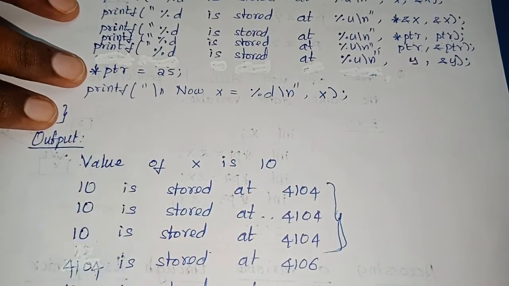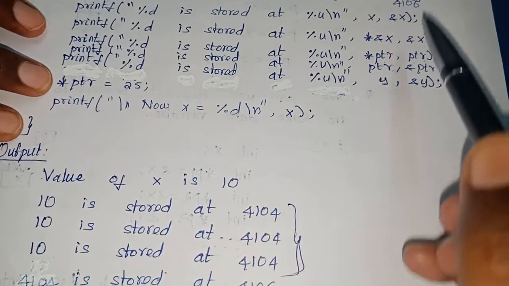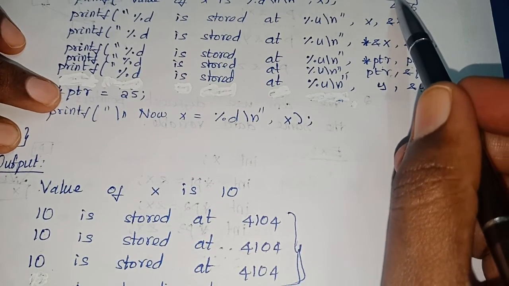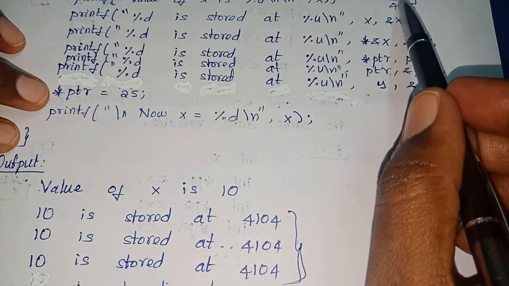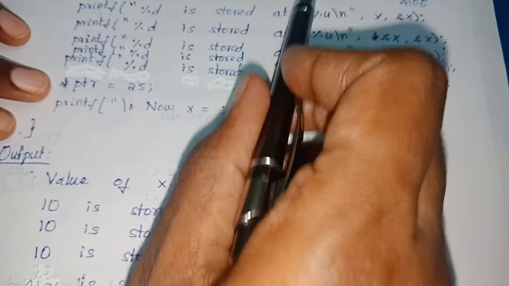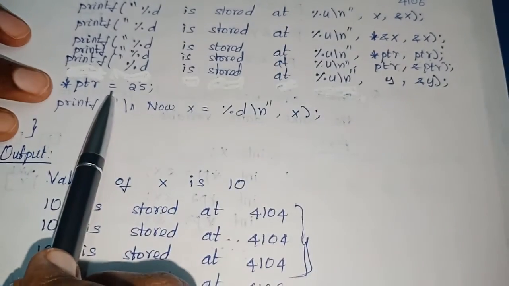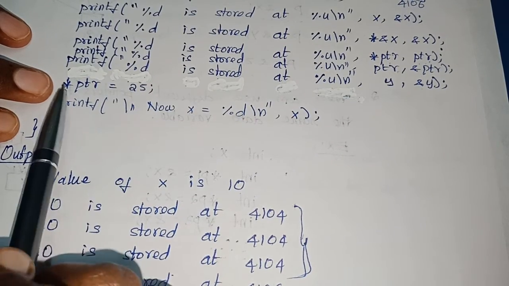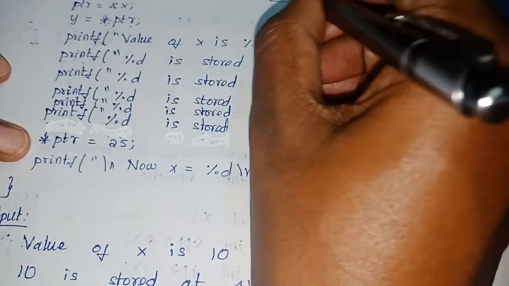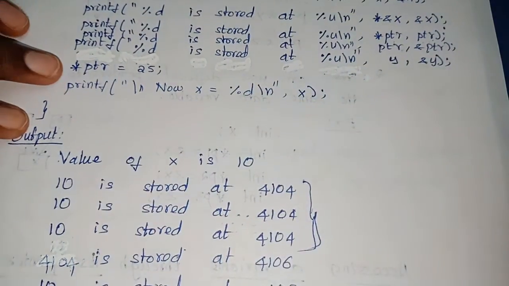*ptr equal to 25. What is the meaning of *ptr? The star represents the dereferencing operator, so it goes to the address and collects the value. Actually it goes to that particular address. Here we are doing initialization. *ptr equal to 25: it collects the address, goes to that place and initializes that value to be 25. Now the value of x is 25.